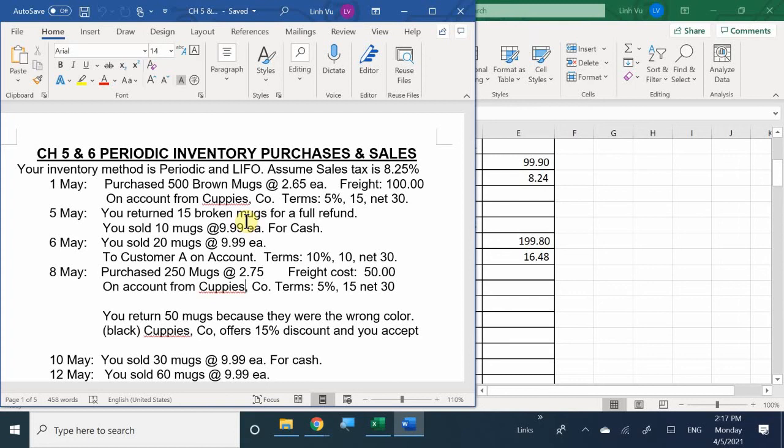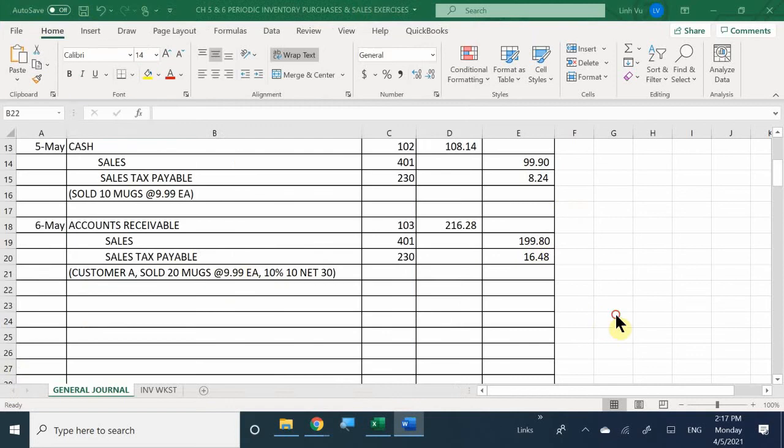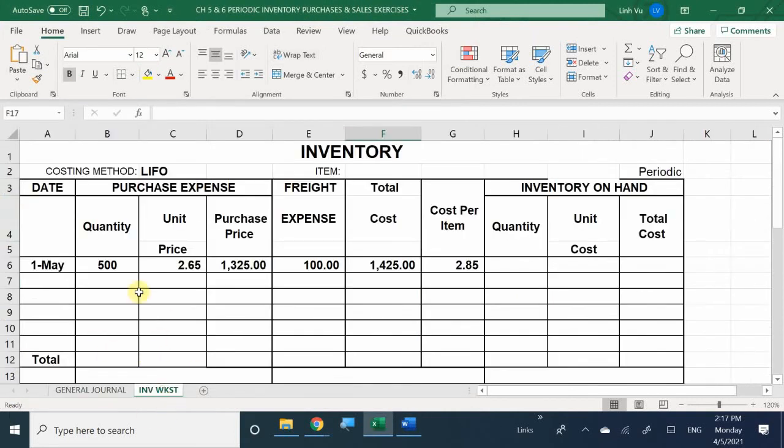So in this case, you have a choice. You want to go to the inventory worksheet first and then journalize? Yeah. Okay, so let's go ahead and do that. Inventory worksheet, right? It is now May 8th. We purchased 250 items at $275 with a freight of $50. So what is my total purchase price? $687.50. I'm sorry. That's fine. Total cost?